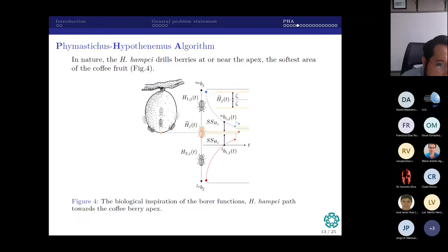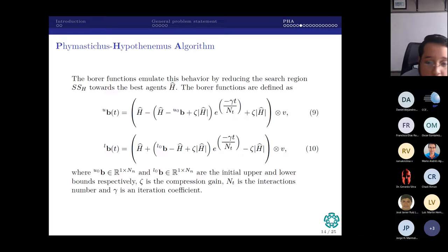In nature, the Hypothenemus hampei drills and burrows near the apex, the substep area of the coffee fruit. This biological behavior is represented by the border function. The border function comprises the space that depends on the global base and the local base in the Hypothenemus populations. Yes, the border functions are defined as, where this is the upper border function and the lower border function are the initial bounds respectively. This is the compression gain, N sub T is the interaction number, and gamma is the interaction coefficient.